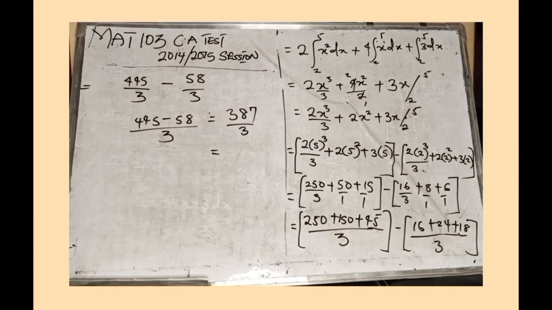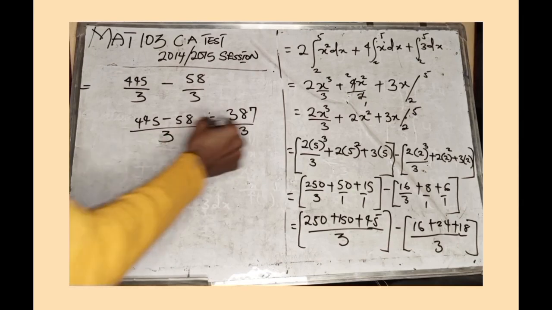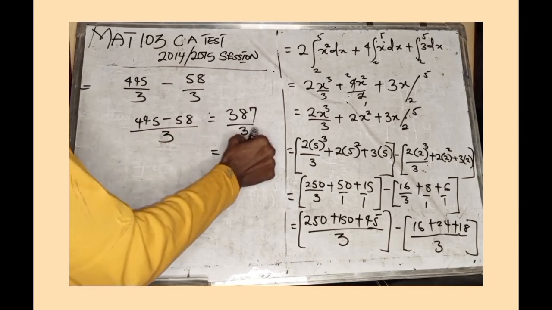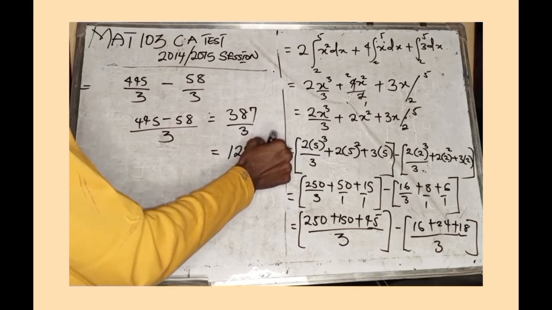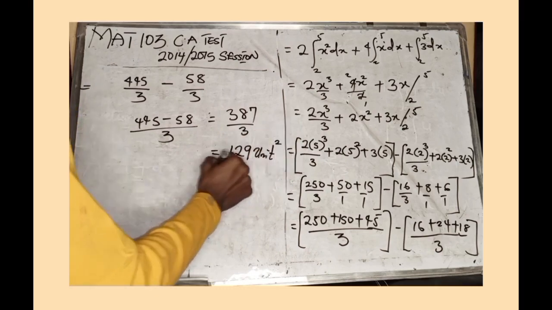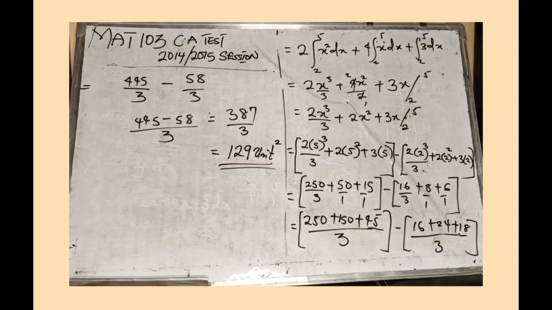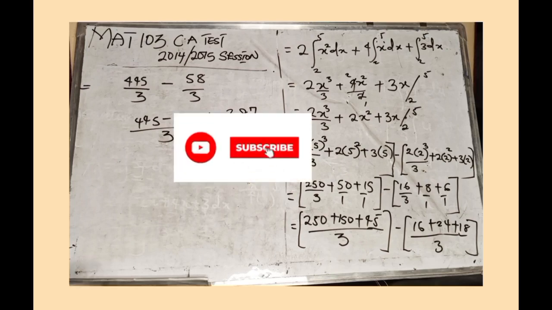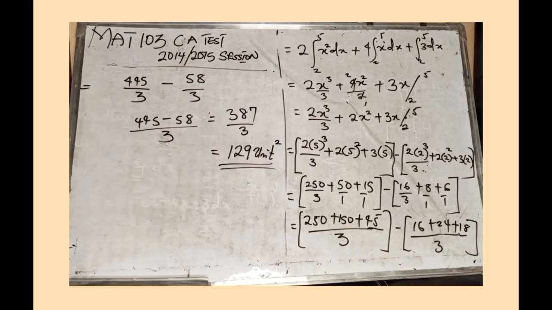So let's move on now. 387 divided by 3 will give me 129 unit square, and that is it. So this is the answer to this one, 129 unit square. And let me see what they chose in their question. Right, whichever is A. Okay, so 129 unit square is the answer.